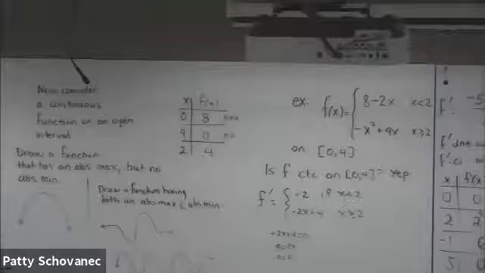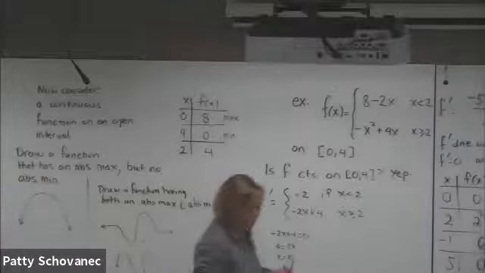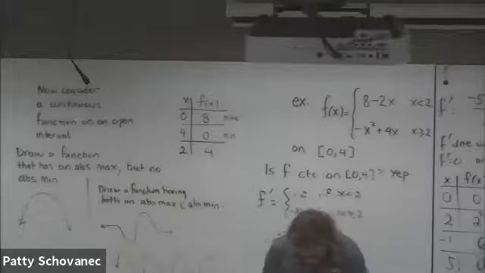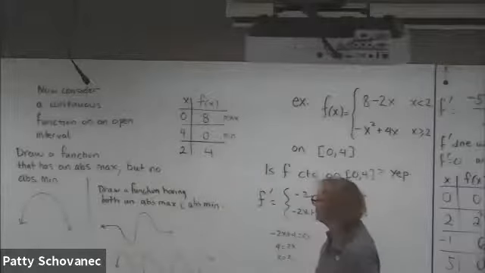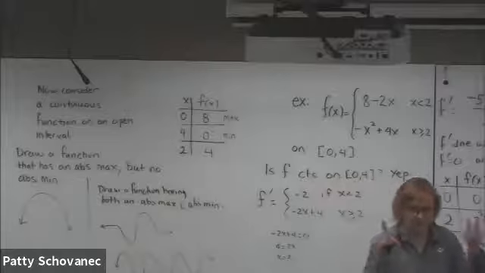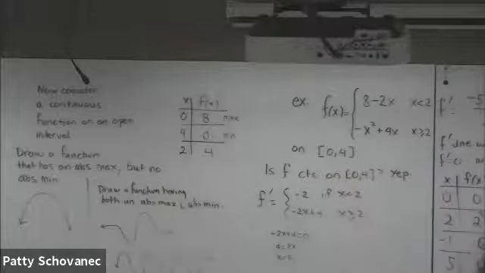It could have one. Can you draw me a function that has neither an absolute max nor an absolute min? Again, y is equal to x has neither an absolute max or min. Good. But the fact that it's on a closed interval cuts off the endpoints, cuts off the arrows.